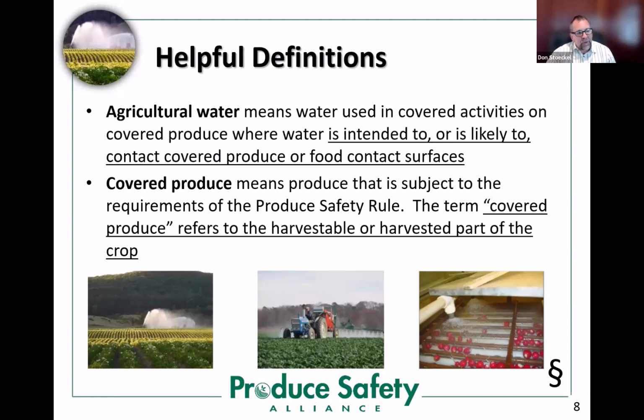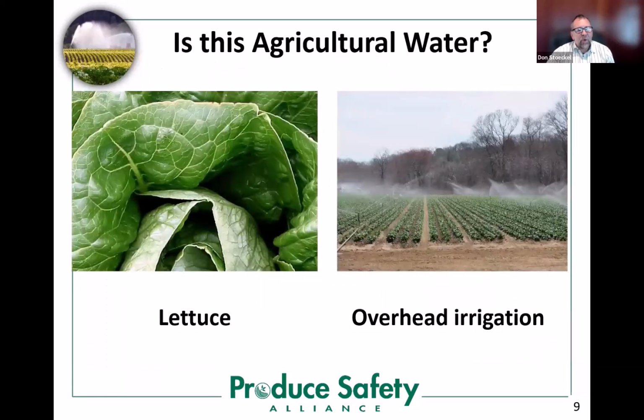It's the harvestable, not the edible, but the harvestable or harvested part of the crop. To help you get that point across, we adopted some from a previous supplemental slide set, but we also created a few scenarios, resulting in 6 scenarios that apply the definition of ag water to make sure that some of the most important parts of the definition are always addressed in the PSA Grower Training Courses.